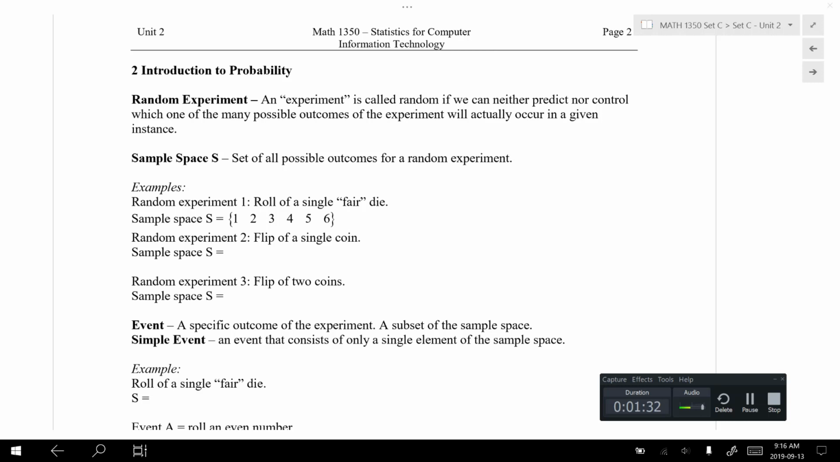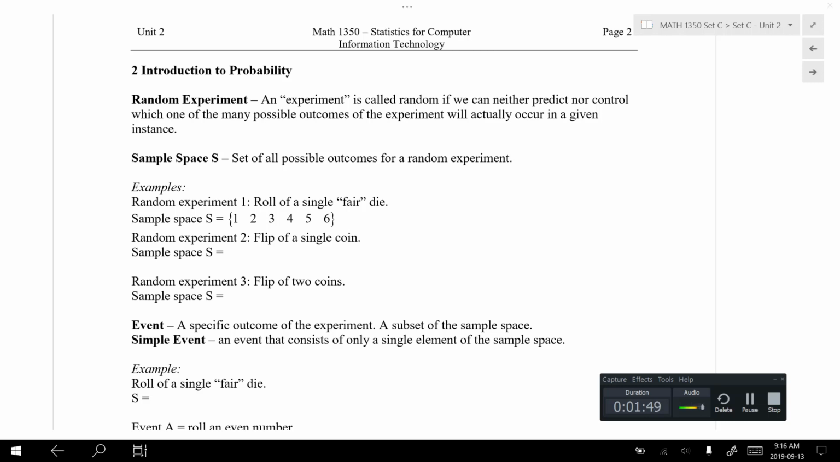Today I want to go through the first little bit of Unit 2. We're thinking about probability. We'll go ahead and introduce a couple of concepts and ideas in this video, and then in class we'll go into more detail. Things can get a little more complicated.